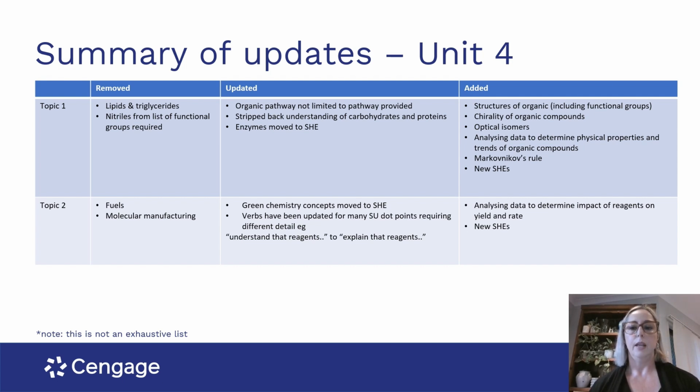In Topic 2, they've removed fuels and molecular manufacturing, and updated, they've moved green chemistry to a science as a human endeavour topic, and again improved the verbs so that the cognitions are rather clear. So instead of understand, students need to explain. They've also added some analysing data to determine the impact of reagents on yield and rate, and some new science as a human endeavour topics to keep things interesting as well.